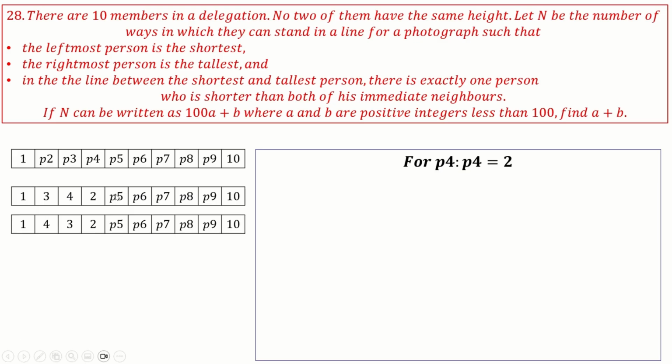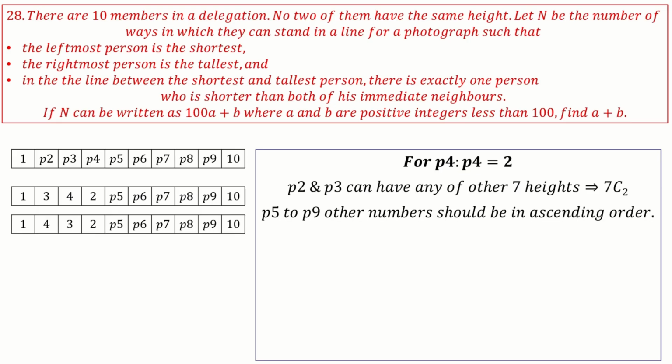Okay, so you will get whatever two people you choose in 7C2 ways, you can choose the two people. These two people also can be arranged in 2 to the power of 1 ways. Okay, 2 into 1 basically, right? 2 into 1, so 2 to the power of 1. So P5 to P9, all others will be placed in ascending order. That's only one way, and people can be placed at P2 and P3 in 2 factorial ways basically. 2 into 2 into 1 ways basically. Okay, that is 2 factorial, you can say.